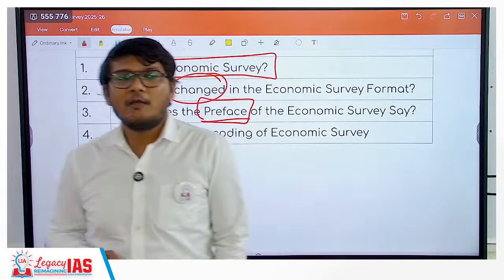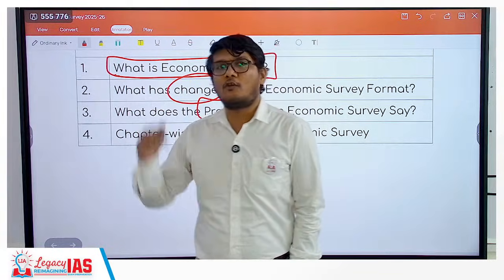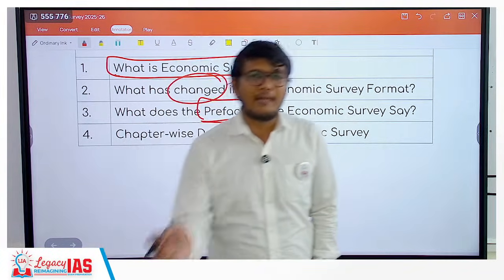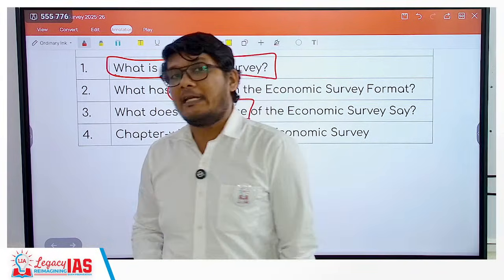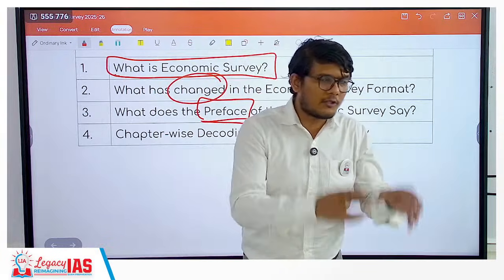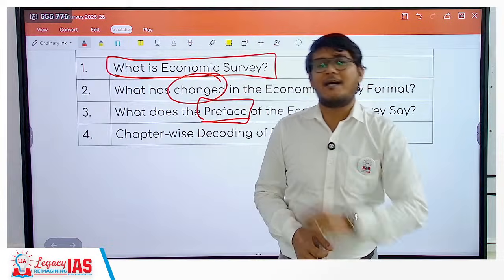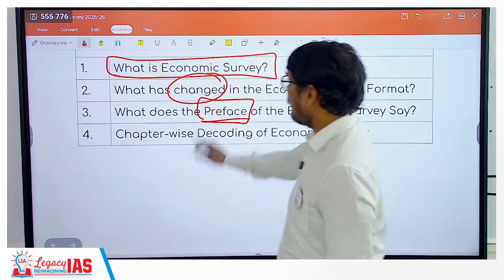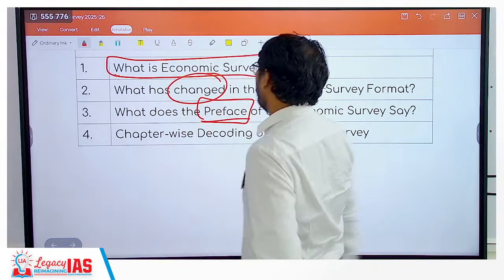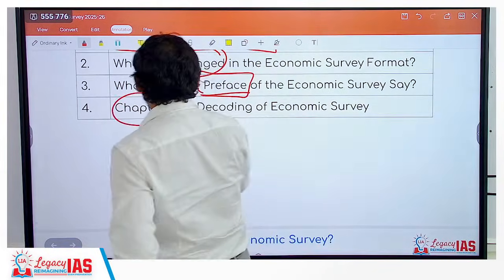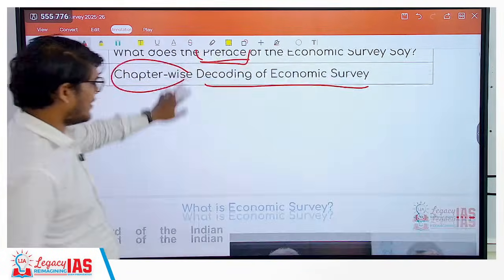Very important. Many a times it so happens that you will go into the chapters of the economic survey, but you may leave out the preface, but the preface also gives you beautiful information, things that you can use in your examination, in your mains answers, as well as things that can be asked in prelims as well. So we will see what it talks about in the preface. And then finally, the biggest part of the session would be the chapter-wise decoding that we will do for this economic survey. So let us get started.